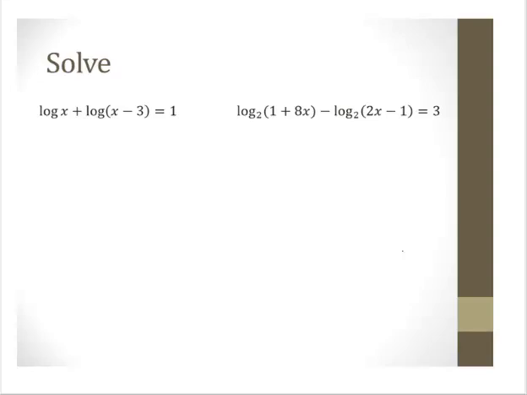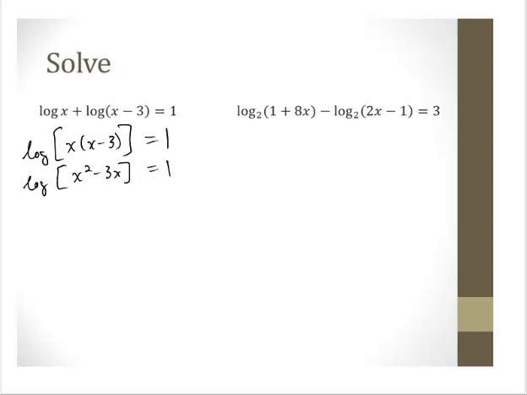Solve log of x plus log of x minus 3 is equal to 1. Using a property of logarithms, I can write this as a single logarithm of x times x minus 3. So that's the log of x squared minus 3x.